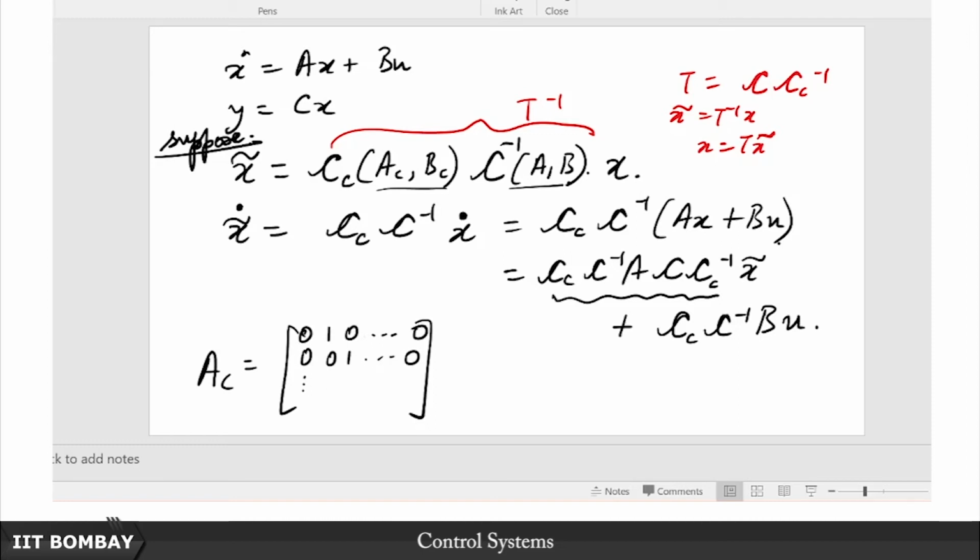Then the last but one row tells me 0 0 0 0 like this till this one becomes 1. And then finally I have these coefficients all sitting here, minus A0, minus A1, dot dot dot, minus A n minus 1, and this is my B_C matrix 0 0 0 0 1. So this is known to me.